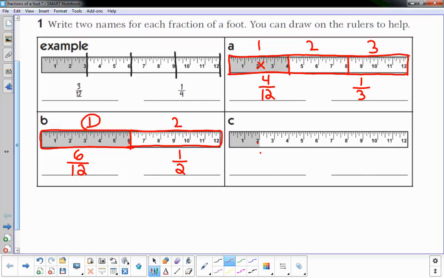C, 2. 2 out of how many total inches are in a foot? There's 12 total inches in a foot, 2/12. Now, go every 2 and put a line. Like that. And maybe you want to box it in. How many total parts or sections do you have that make it up? 1, 2, 3, 4, 5, 6. And then how many of those are shaded in? Well, 1 is down below it. So you're going to say 1/6.